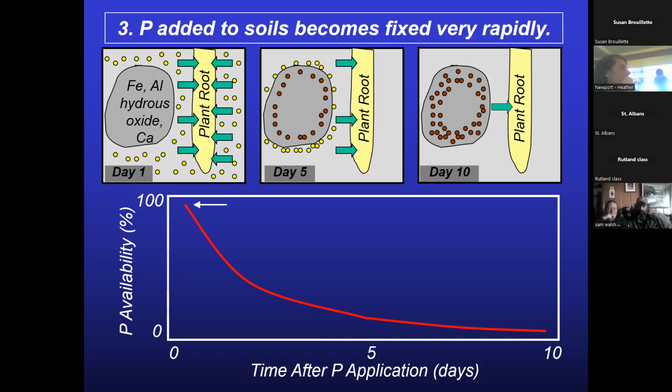Nitrogen to carbon ratio is important for organic matter. All right, so let's keep moving along here.